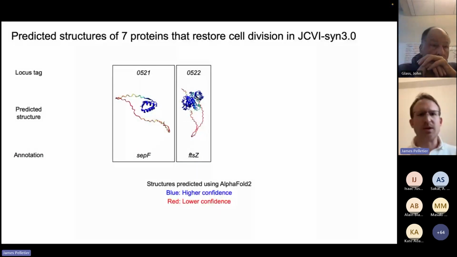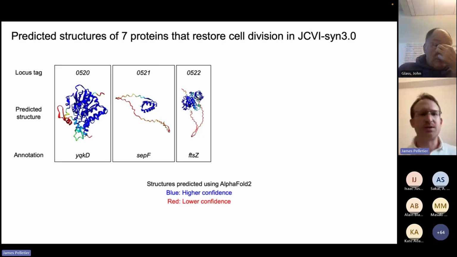So these are the predicted structures of FtsZ as well as SepF, which FtsZ doesn't associate with a membrane on its own. It's possible to modify it for in vitro studies to do that. But inside living cells, typically there are membrane anchors, such as SepF, which binds the membrane and also binds FtsZ.